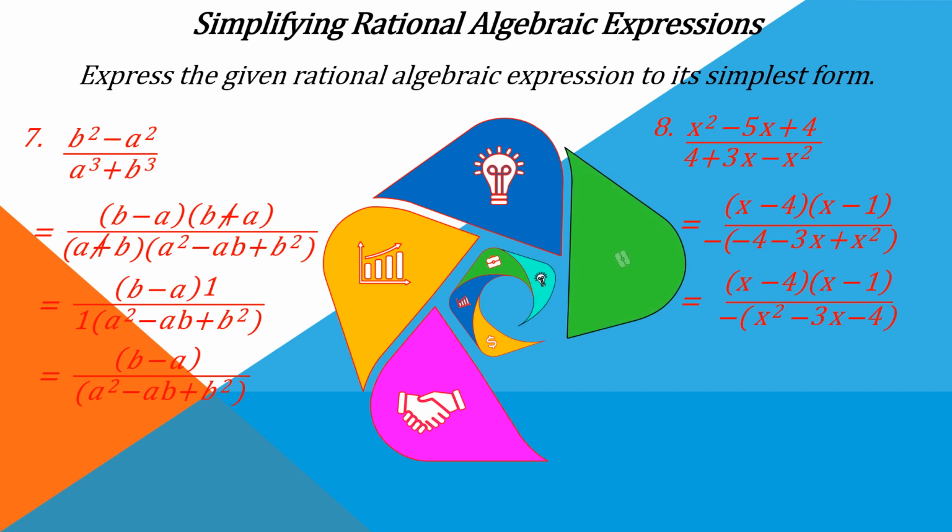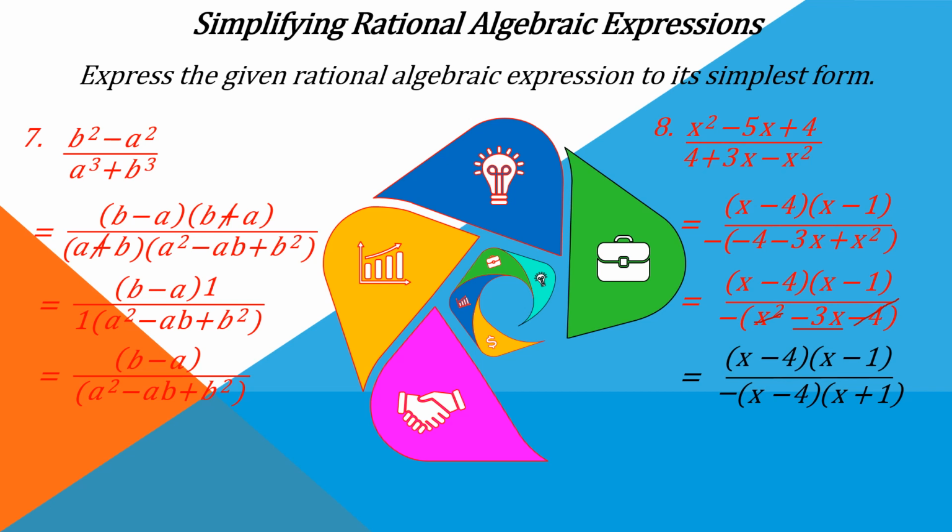So, this is equal to quantity x minus 4 multiplied by quantity x minus 1, divided by negative, and then the factors of x squared is x multiplied by x, and the factors of 4 are 1 and 4 also. Because of this negative 3x, we will put the negative sign on the greater value, which is 4. So this is negative 4 and positive 1.